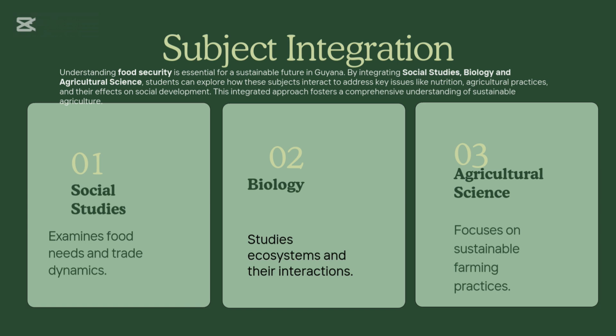And here we have social studies, which examines food needs and trade dynamics; biology, which studies the ecosystems and their interaction; and agricultural science, which focuses on sustainable farming practices. My colleague, Ms. Rhoda, will be continuing the discussion of the concept map. Thank you.